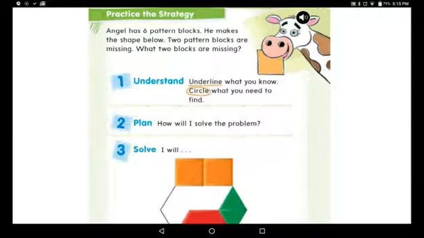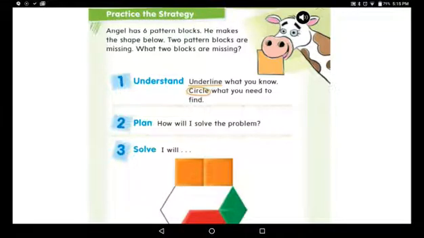I'm going to repeat the question. Angel has 6 pattern blocks. He makes the shape below. 2 pattern blocks are missing. What 2 blocks are missing? So now we will start underlining while I'm reading it for the 3rd time.